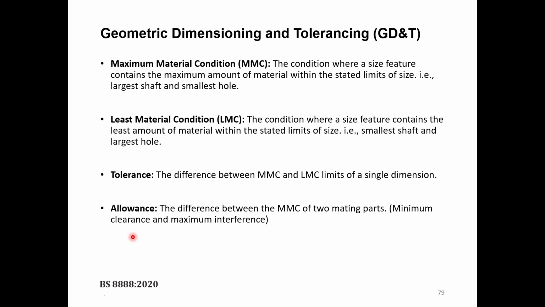The allowance is the difference between the maximum material condition of two mating parts. If you have, for example, a shaft and a hole, and you have the maximum material condition for the shaft and the maximum material condition for the hole, and then you try to assemble them together, the difference between these two conditions is defined as the allowance. The basic dimension, or the basic size, if you remember from tolerances, is the nominal dimension from which tolerances are derived.